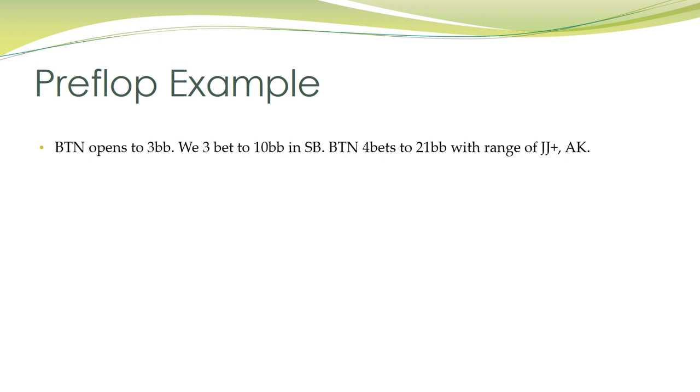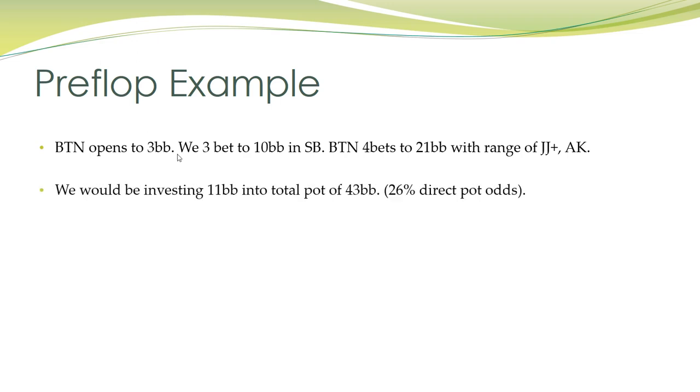Button opens to 3 big blinds. We 3-bet to 10 big blinds in the small blind, and button comes back at us with a 4-bet. He 4-bets to 21 big blinds with a range of jacks plus and ace-king. Now, if we were to make the call here, and by the way, our hand is Queen-King suited, we would be investing 11 big blinds into a total pot of 43 big blinds. That means we're going to get 26% direct pot odds.